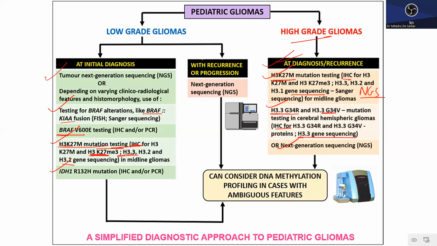If there is a recurrence or progression of the disease, then obviously the way to go would be to assess for multiple genetic abnormalities at the same time, and hence opt for next-generation sequencing. Consider DNA methylation profiling in those cases which have ambiguous features, so that you can get a comparison with the family of known tumor cohorts, which will give you a comprehensive diagnosis matched against standard reference samples.